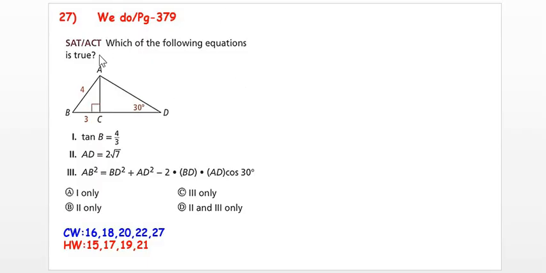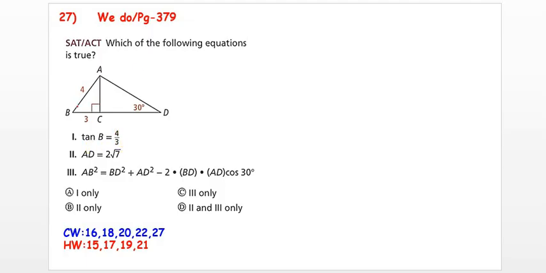It says, which of the following equations is true? Okay, so they have given you actually 4 options here. Only 1 is true, only 2 is true, or maybe the third one is true, or maybe 2 and 3 are true. So we have to check. How can I check these until I don't know about tangent B? Is it 4/3?